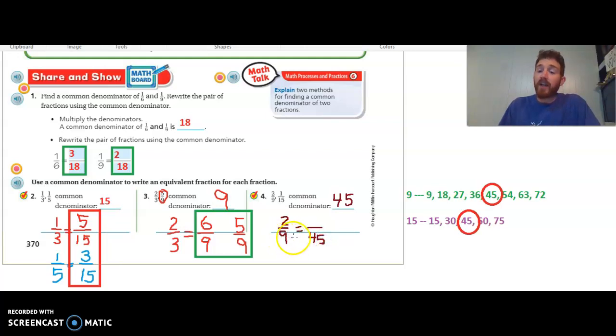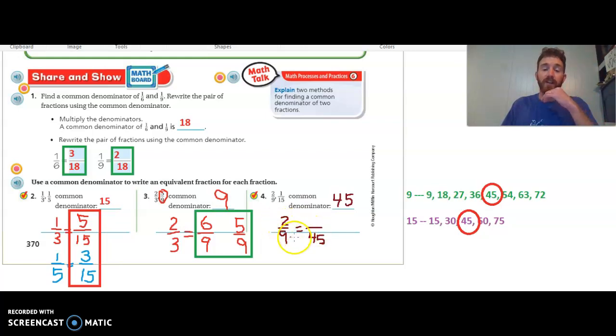So again, how do we get from 9 to 45 is where we just have to think of those multiplication facts. Everything we've done this year has been kind of building on the basic facts we know. How do we get there? So from 9 to 45, we would multiply by 5. Then I need to do the same thing for my numerator, multiply by the same amount to make an equivalent fraction. Again, just like those circle examples we did.